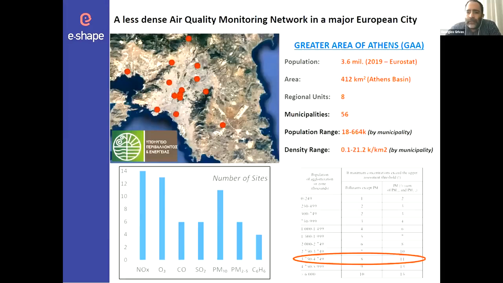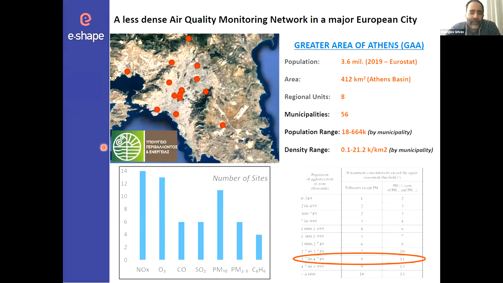Such an example is the greater area of Athens, the Greek capital. It is one of the 10 largest metro areas in Europe, with about 4 million inhabitants gathered in the central Athens basin and also in the adjacent Thriasian and Mesogia plains. The administrative fragmentation here is substantial, with as many as 8 regional units and 56 municipalities in the greater area of Athens, and these municipalities differ greatly between them in terms of population and population density.